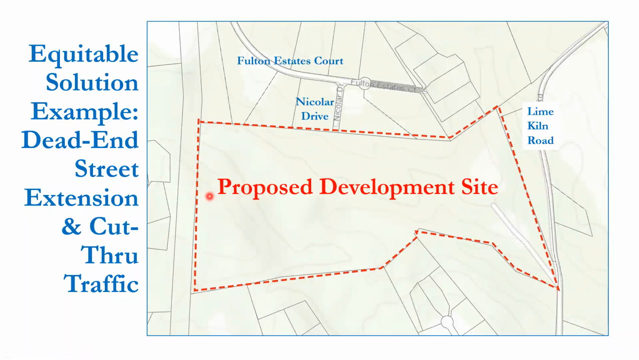Here's an example of how to find a good, equitable solution. This is one of our current cases. It involves a proposed 30-lot residential project. Our clients live on Fulton Estates Court, a very quiet dead-end street, also known as a cul-de-sac. The applicant has proposed a connection with Nicolar Drive, which is a dead-end street off of Fulton Estates Court.